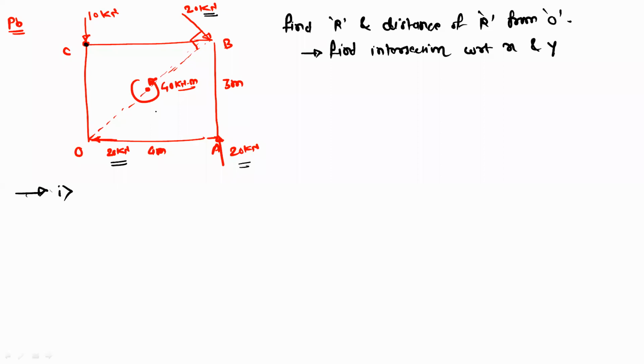So the first step is to resolve the forces which are inclined to either the x-axis or y-axis. If you observe this diagram, we can construct the x-axis from point O like this, and suppose this is the y-axis. So 20 kilonewton is acting along positive y direction. This 10 kilonewton is acting along negative y direction. This 20 kilonewton is acting along negative x direction. So we have to resolve only this 20 kilonewton acting at point B.